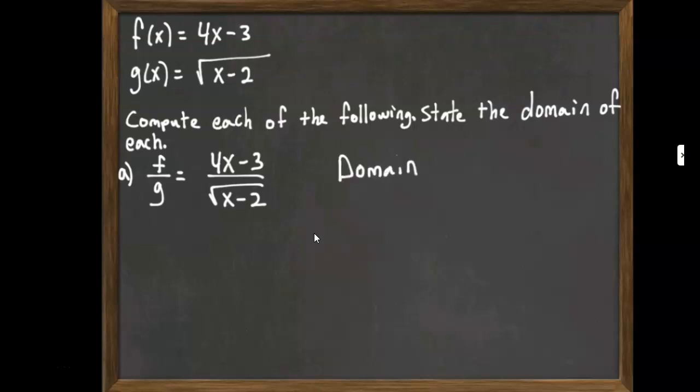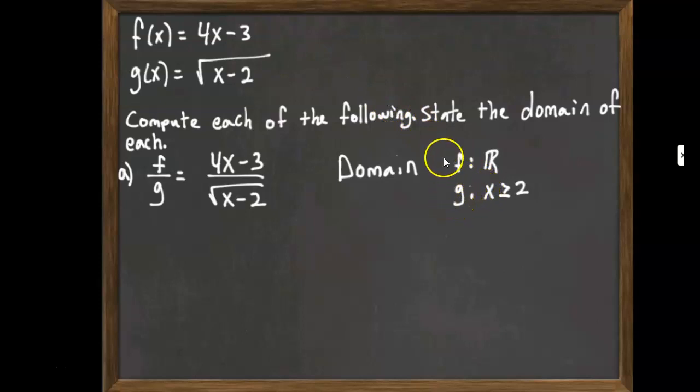Well, remember with domain, when we're putting functions together by adding, subtracting, multiplying, or dividing, we first have to look at the domain of the two pieces. So f has no restrictions on its own. G being a radical, stuff inside the radical can't be negative. So in other words, stuff inside has to be greater than or equal to 0. So G has a domain of x greater than or equal to 2.